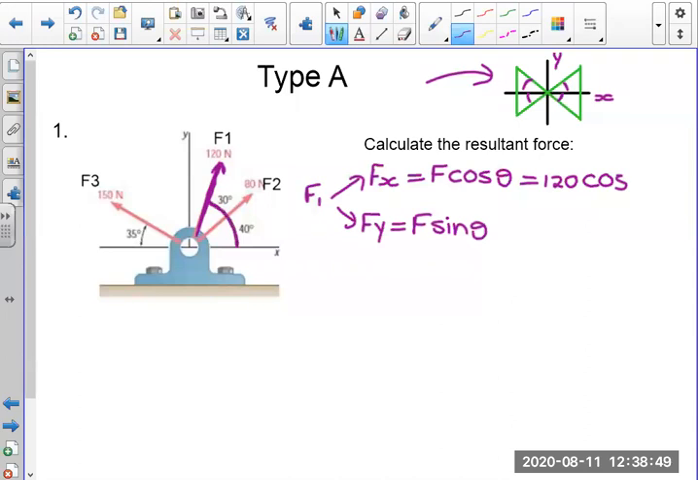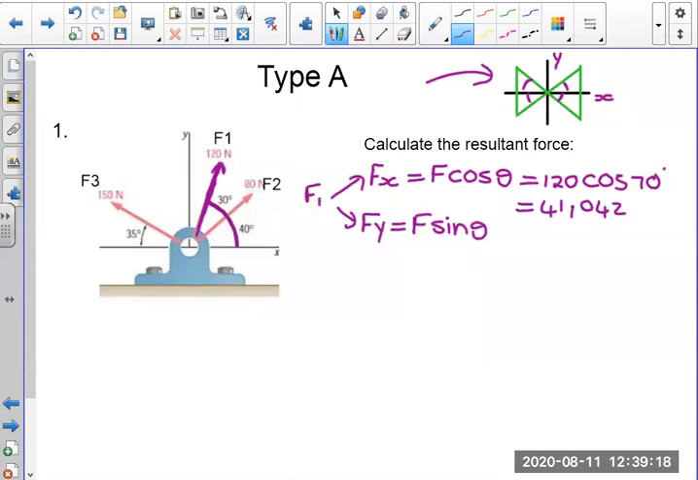Now, the angle that we have here is 70 degrees. So I put in 120, that's the magnitude of the force, cos 70. And when I work that out with my calculator, I got 41,042. I try to keep this answer to 3 or 4 decimal places. Now, what I want you to do is to work it out with your calculator as well, just to make sure that you get the same answer.